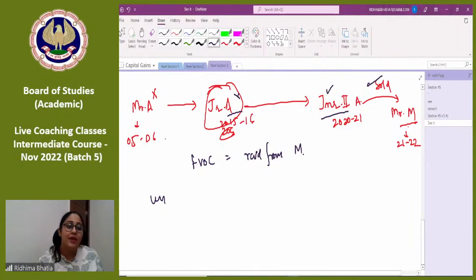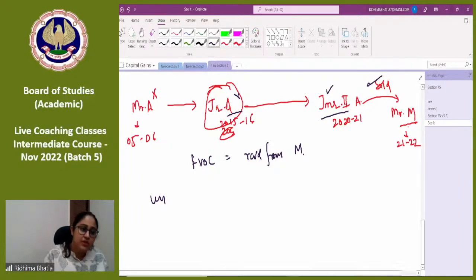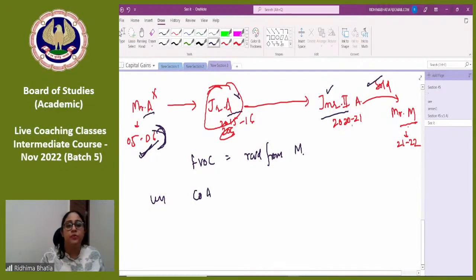Mr. A. Why Mr. A? Because I told you previous owner is not the immediate previous. The previous owner means the person who has paid the price of that particular asset. So Mr. A is the previous owner. Hence, period of holding will be from 5-6 to 21-22. Hence, it's a long-term asset. Cost of acquisition would be the cost to the previous owner, which is cost to Mr. A.